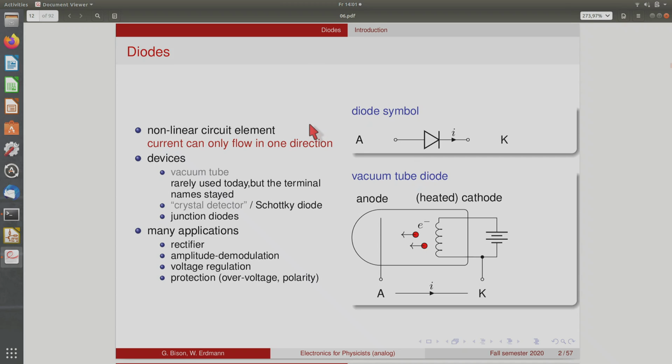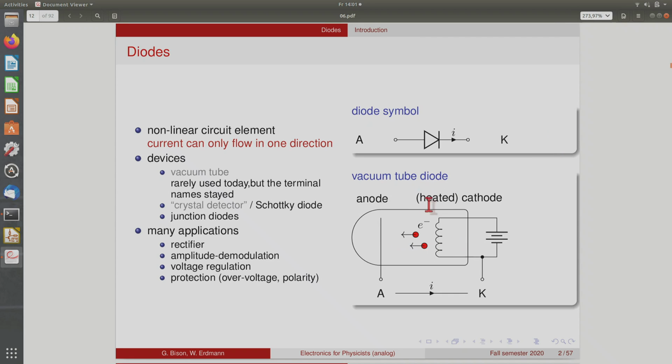So here you see the circuit symbol of a diode, which is this triangle with a line, and the line is supposed to indicate blocking of the current. The two terminals of the diode have the names anode and cathode, and that comes from a historic precursor of the diodes, which is the vacuum tube.